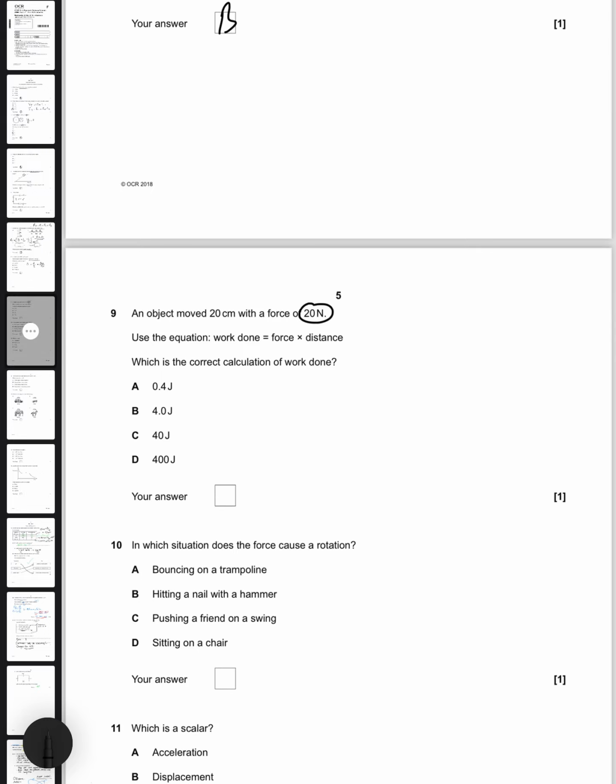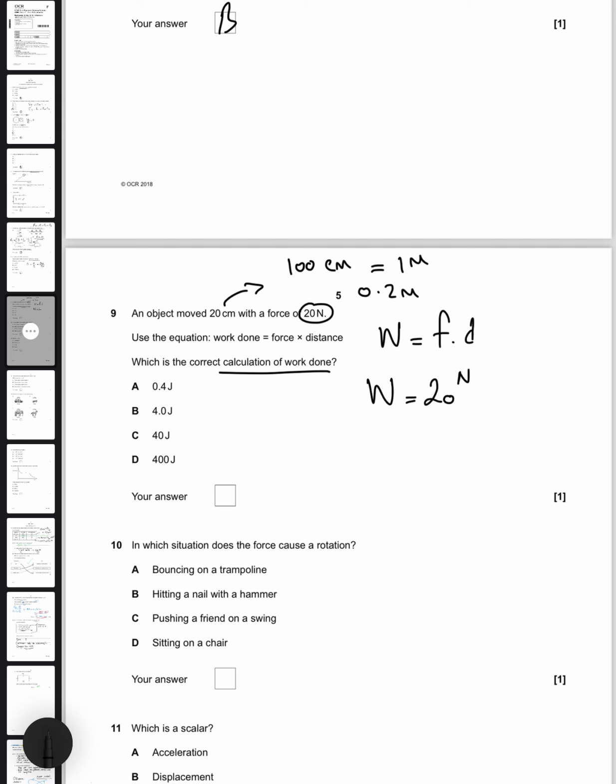It says an object is moved 20 centimeters with a force of 20 newtons. What is the correct calculation of the work done? So if you want to find out the work done, all you have to do is multiply the force by the amount of distance, right? However, keep in mind the distance is given in centimeters, so you have to convert this into meters. We know that 100 centimeters is equal to 1 meter, so 20 centimeters is 0.2 meters.